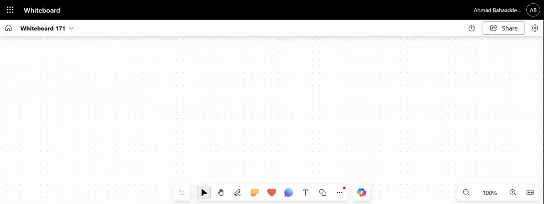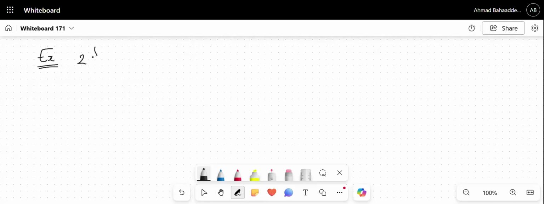Let's start with this simple example here. So let's take this example. First example we have here. Let's add, for example, 2 and 1/3 with 5 and 2 over 7. Just an example here, guys.